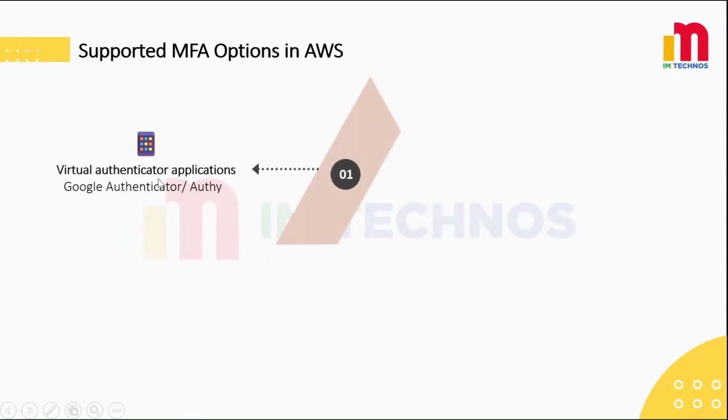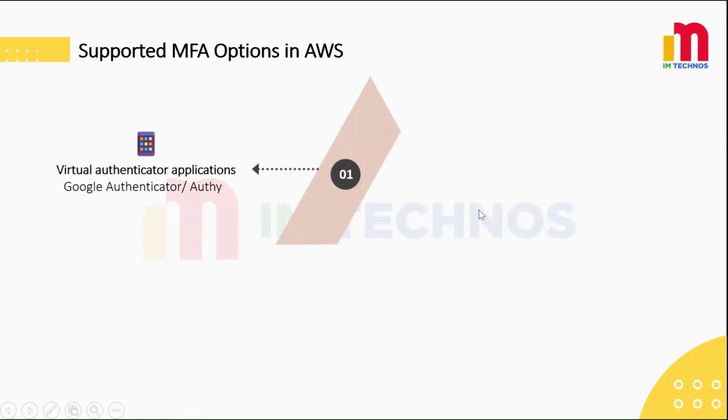Now let's take a look at different MFA options supported by AWS. First, we have virtual authenticator applications like Google Authenticator or Authy. These are the apps that you can install on your smartphone. They generate time-based one-time passwords that you enter during the login. This is one of the most commonly used and easiest MFA options to set up.